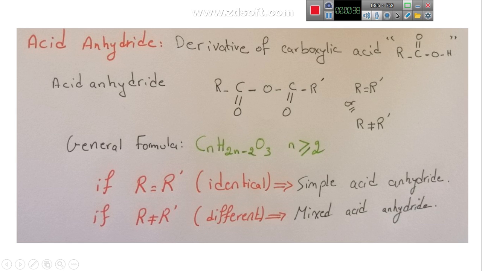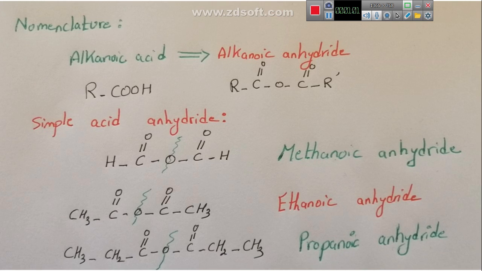We have two types of anhydrides. Simple anhydride, if we have the same number of carbons on the left side and on the right side. But if we have a different number of carbons on the left side and on the right side, it will be called a mixed anhydride. I will give you an example. The nomenclature is simply you eliminate the E of the alkane and then you add OIC anhydride, alkanoic anhydride.